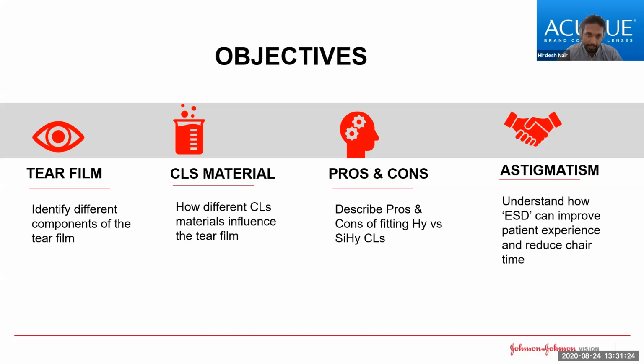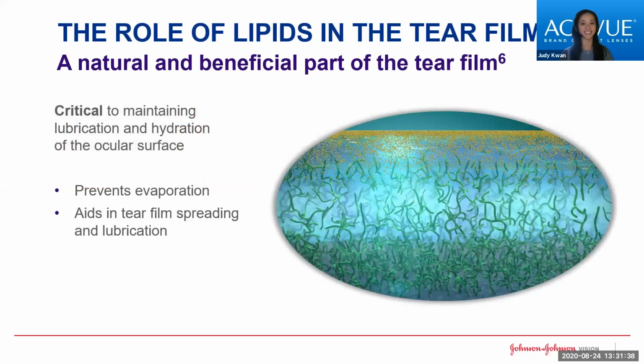We're going to look at Vita in a bit more detail, and we're also going to talk a little bit about astigmatism as well. What is ESD and how we can improve outcomes for patients as well. So let's explore the lipid layer in a little bit more detail.